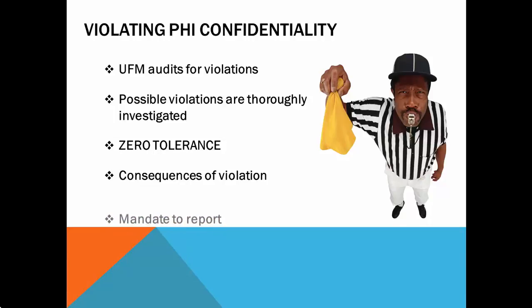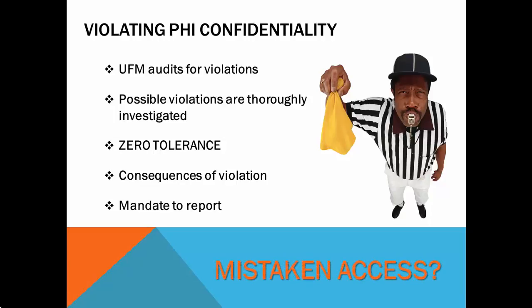HIPAA breaches are serious and need to be reported to supervisors immediately. But what about mistaken access? We understand that mistakes happen. If you discover you're in a chart where you shouldn't be, get out of the record as soon as possible. The fewer clicks and screens up to your point of discovery, the less likely alarms will be raised.